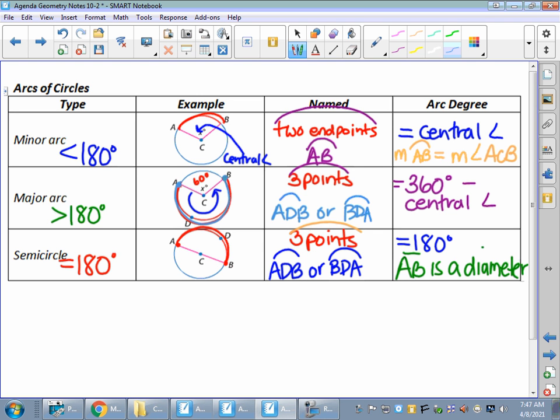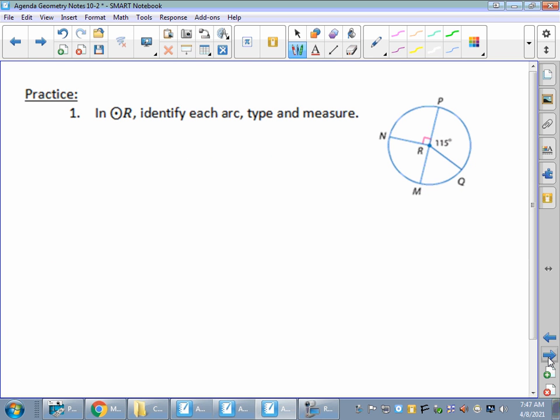All right, so let's do an example where we name major arcs, minor arcs, and semicircles. So in circle R, remember we name our circle with the center, so I know that R is the center of the circle. Identify each arc, type, and measure. I should have put in the directions that PM is a diameter. Add that. Segment PM is a diameter.